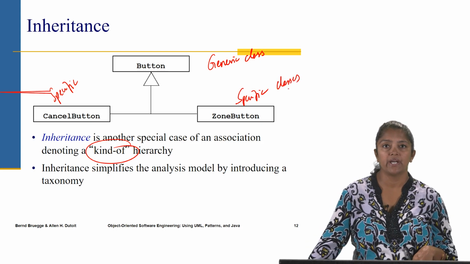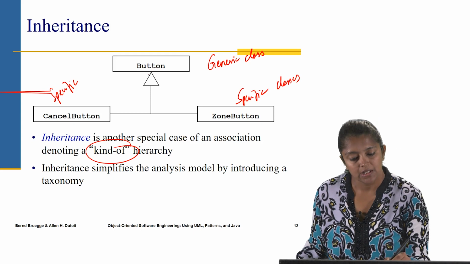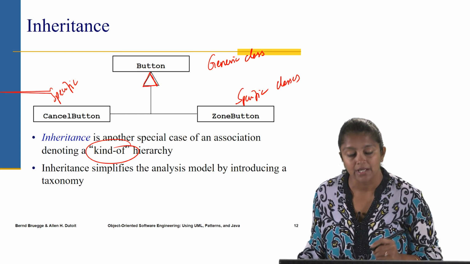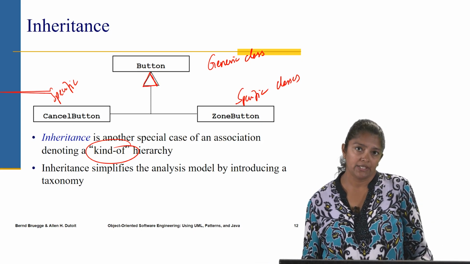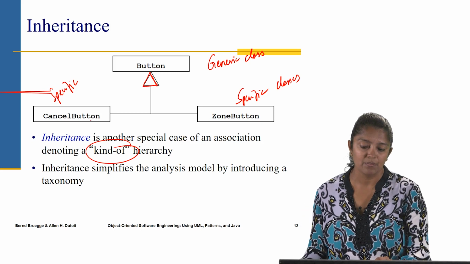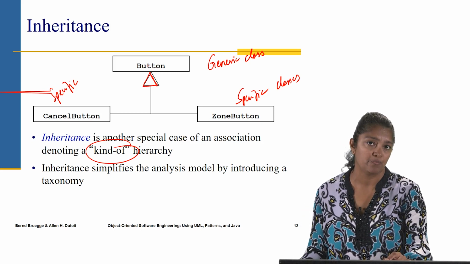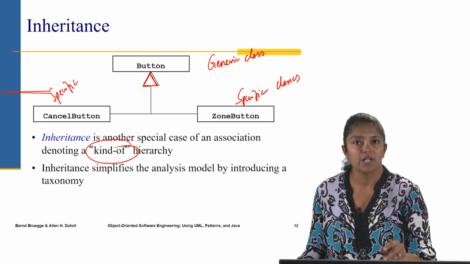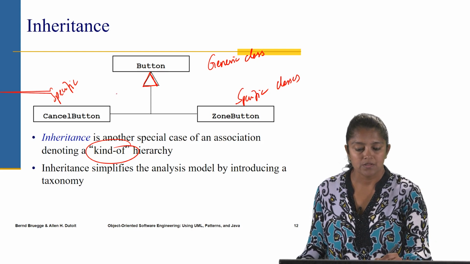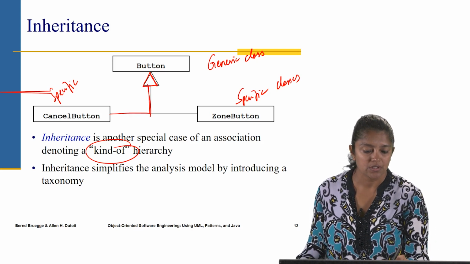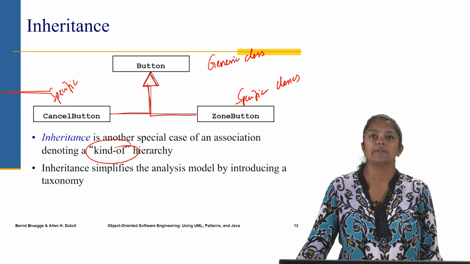So here we are specifying a taxonomy, and this is indicated using the triangle symbol, indicating inheritance. So class cancel button is a specialization of button, zone button is a specialization of button. That's the reason it's indicated using this inheritance relationship.